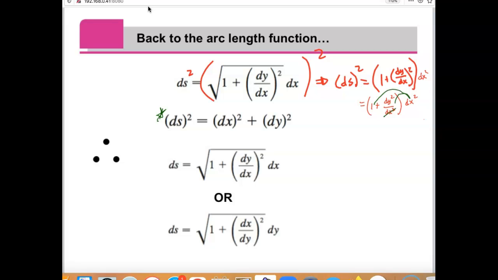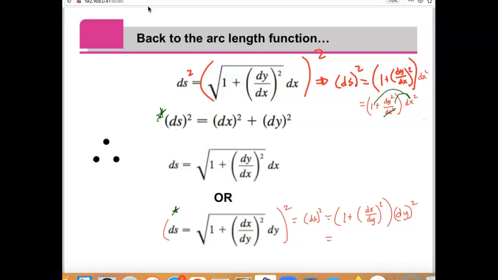All right. What if I do the same thing to this one down here when everything's switched? Right here, I'm taking the derivative with respect to y, and I will end up integrating with respect to y. But if I square both sides, on the left-hand side, I end up with ds squared. On the right-hand side, I end up with what was under the square root, 1 plus dx dy squared. But this time it's times dy squared.